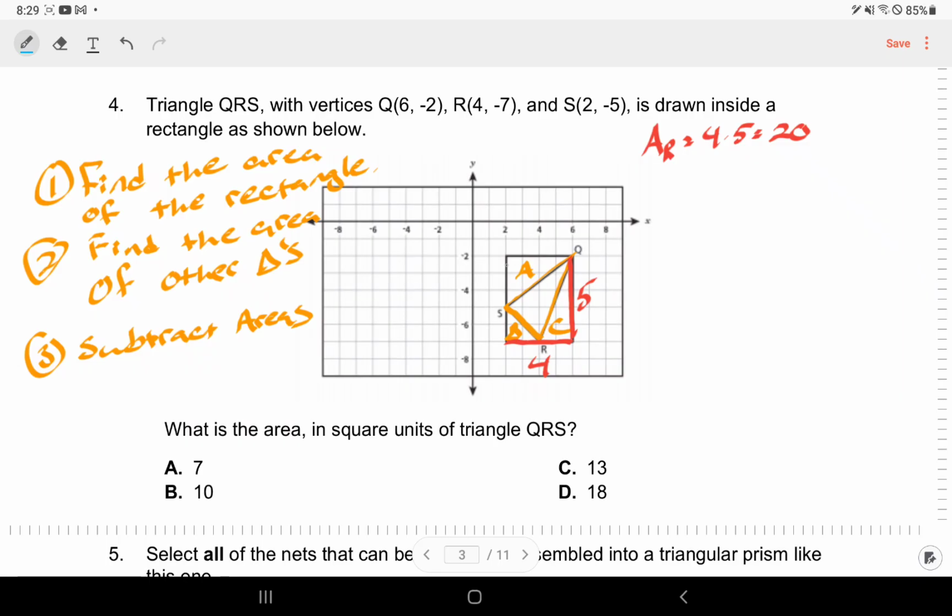Now, for A, 1, 2, 3, 1, 2, 3, 4. So the area of A is 3 times 4 divided by 2. Because remember, for a triangle, we divide by 2. Well, 3 times 4 is 12. Divided by 2 is 6. Okay, so the area of A is 6.